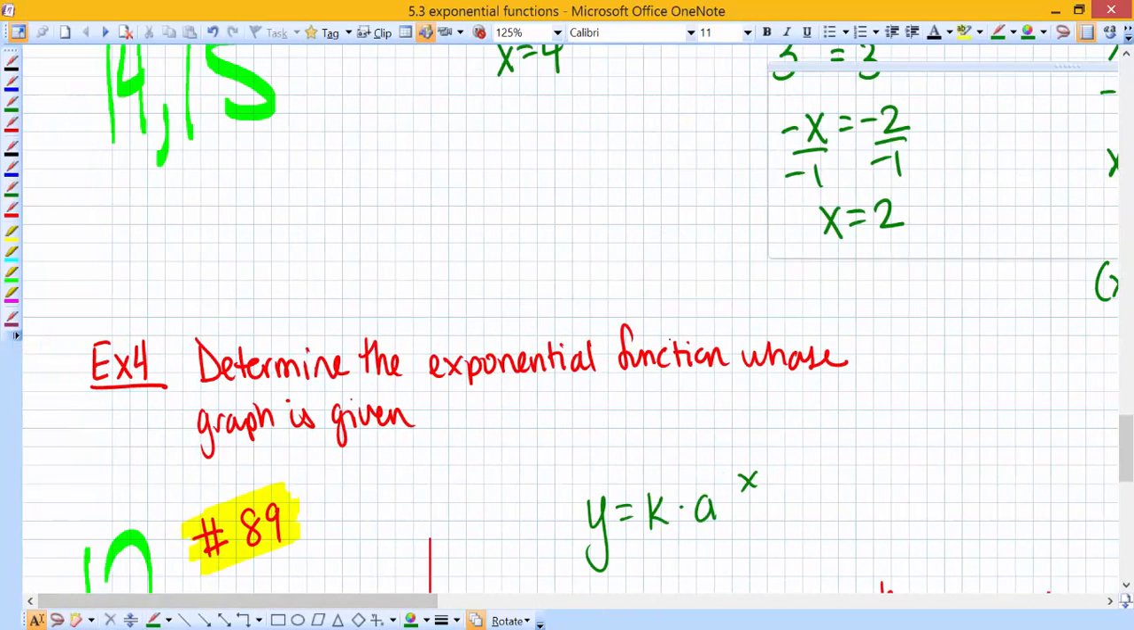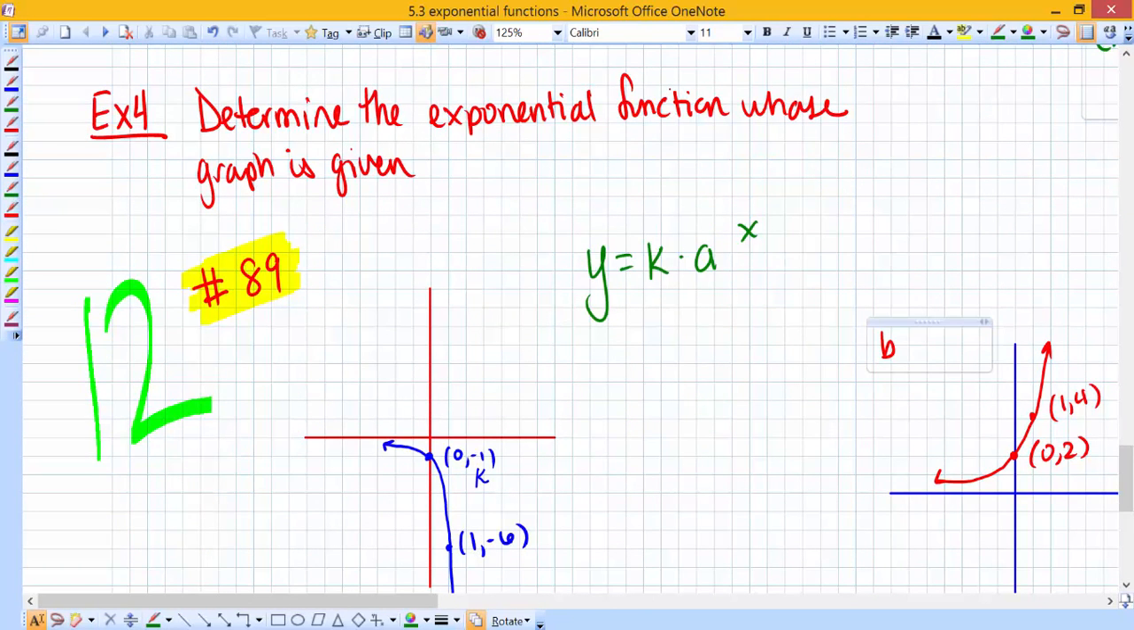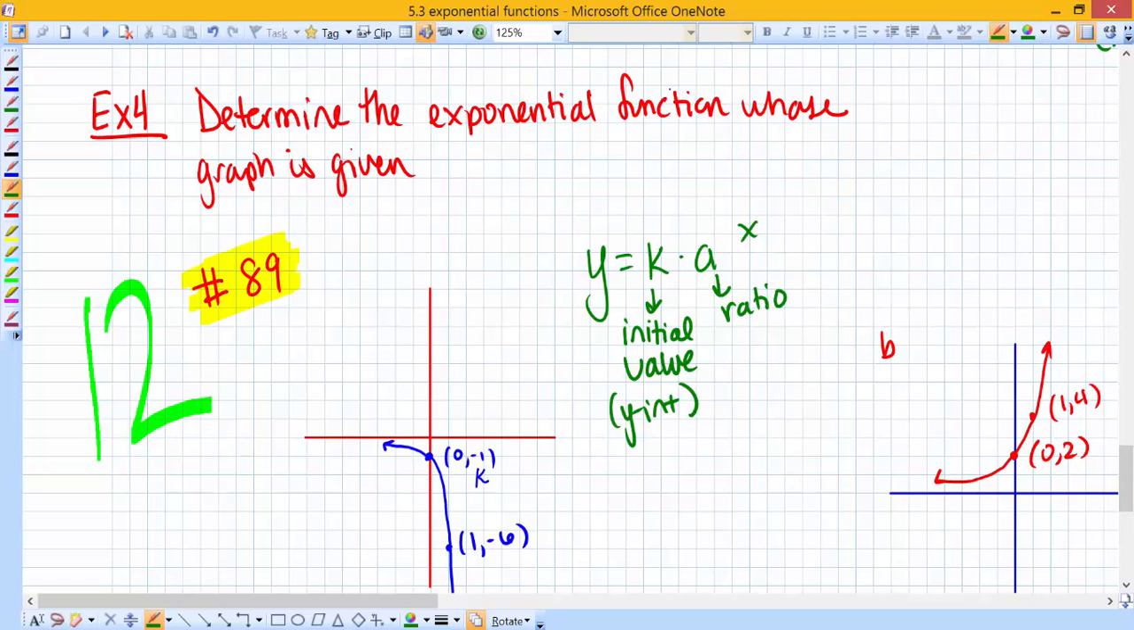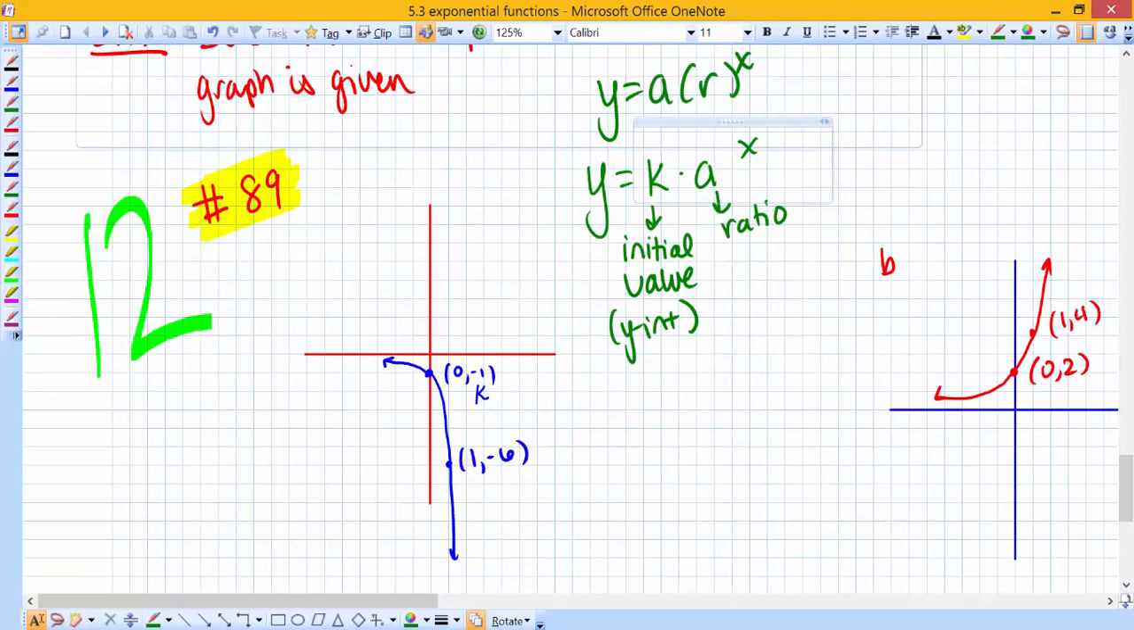Now this last one. In this last example, you are given the graph. You have to write the equation. So the formula that is in your notes is our math analysis formula, where k is the initial value. We know that as the y-intercept. a is your ratio. So we are used to seeing this again from Math 1 as y equals a times r to the x. So please don't overthink this.